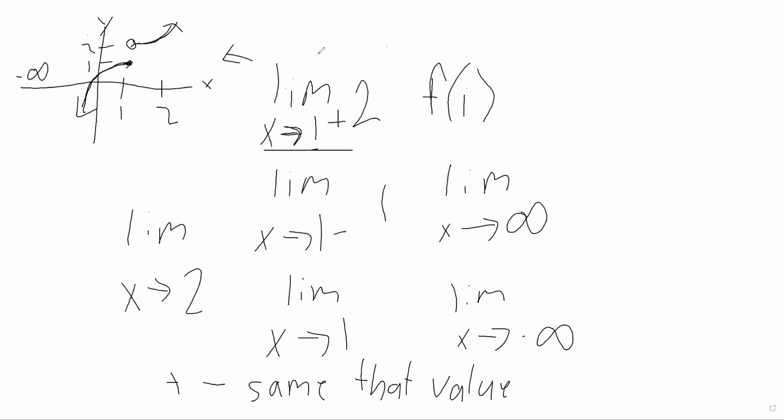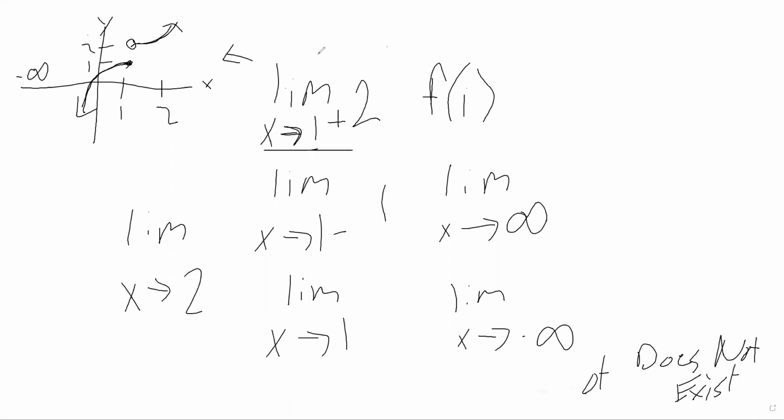If not, it does not exist. Now, there's a few exceptions to that that I'll go over later, but that's the general rule. So if you see something that just asks for what the limit is for a certain number, you have to check from the positive direction and from the negative direction. If those are both the same, then whatever that value is, that's your limit. But if they're not the same, then the limit does not exist.